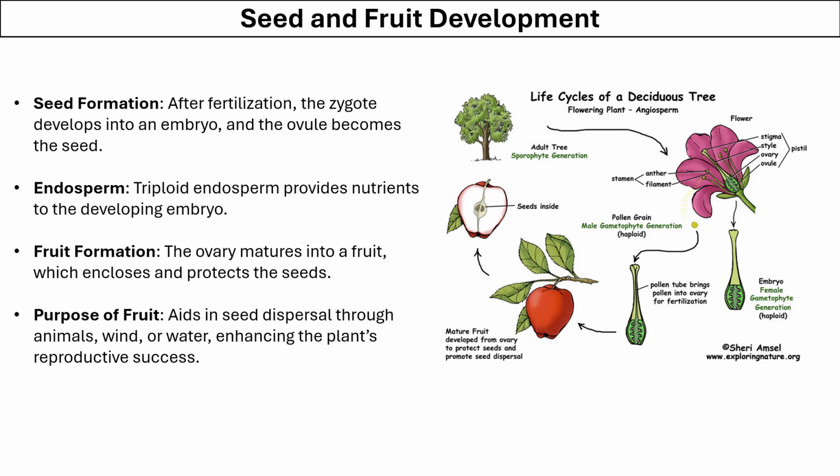The ovary matures to form the fruit. Here, this ovary will mature to form the outer fruit, and there will be seeds which are the developing embryo inside this fruit. The fruit helps in seed dispersal because the animals eat the fruit and defecate the seeds at different places, or sometimes they are also spread through wind or water, thereby enhancing the plant's reproductive success.